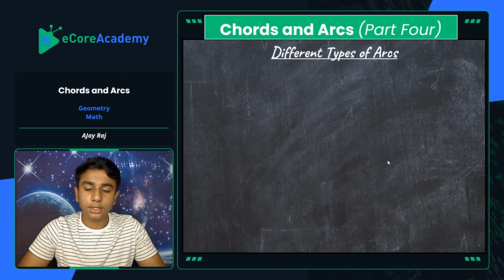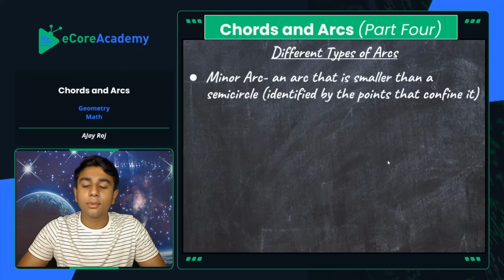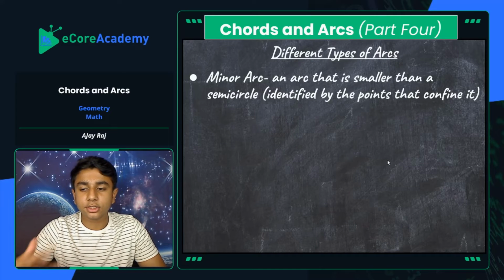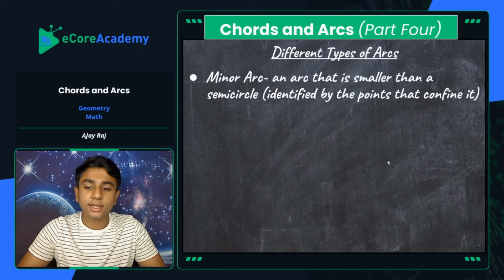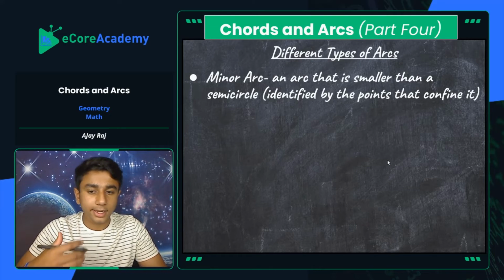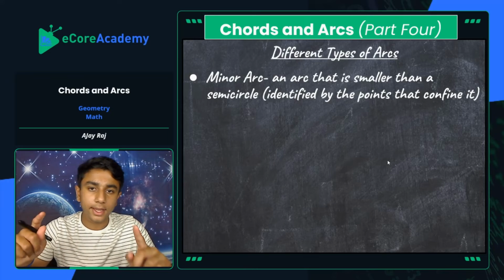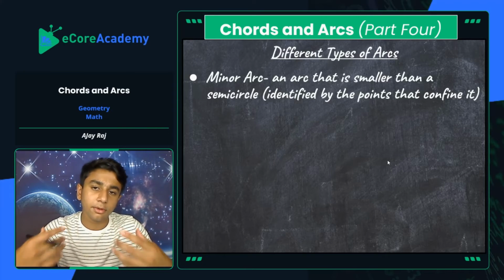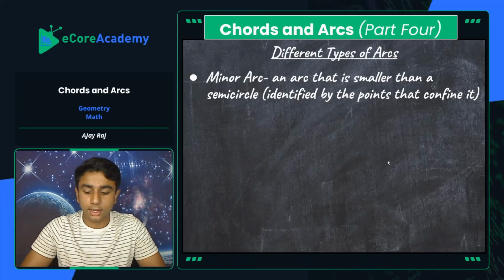Chords and arcs part 4. Let's look at the different types of arcs. A minor arc is an arc that is smaller than a semicircle, and it's identified by the points that confine it. Like I showed you before, if you have AB as your endpoints of your arc, that's going to be arc AB with that little curvature at the top.